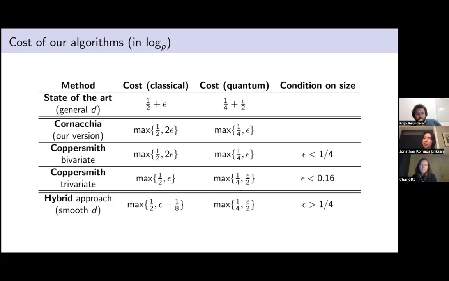For the hybrid approach, this hybrid approach is only combining with Coppersmith, right? Is it like, yeah, this is only Coppersmith. Does it not make sense to do a hybrid approach together with the Carnacchia one? Is it just always worse?